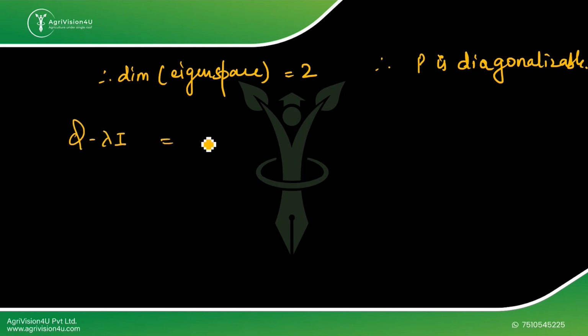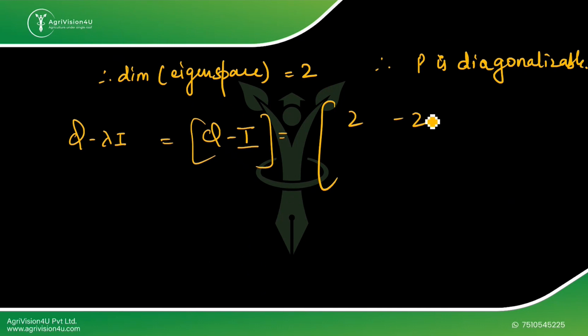Similarly, we can check for Q minus lambda I. So what will you get? You will get again Q minus 1, right? So Q minus I, or the identity matrix. What will you get? You will get 2, minus 2, and again 2, then 4, minus 5, 6, and then 2, minus 3, 4, right? So if you reduce it further, what will you get?